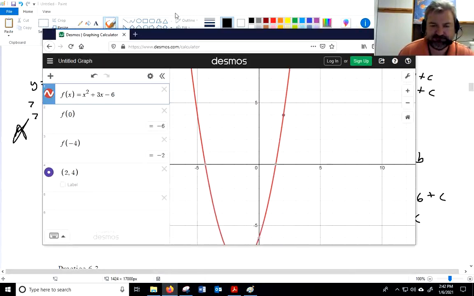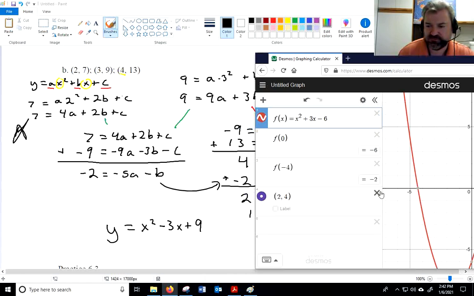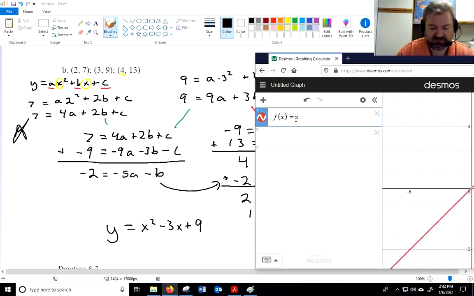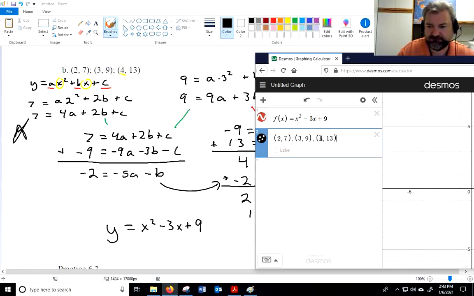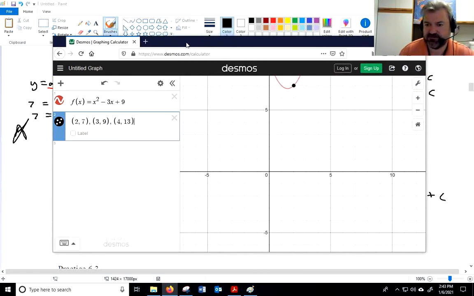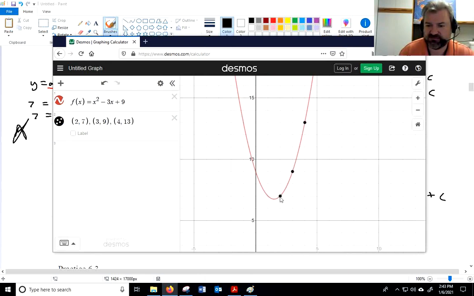Let's check it out. So again, I'll use f of x. That's going to allow me to plot some points with it. And I'm just going to put these points on it. So the first point was 2, 7, right? The next point was 3, 9. And the last point was 4, 13. Okay, looks like we did a pretty decent job there.